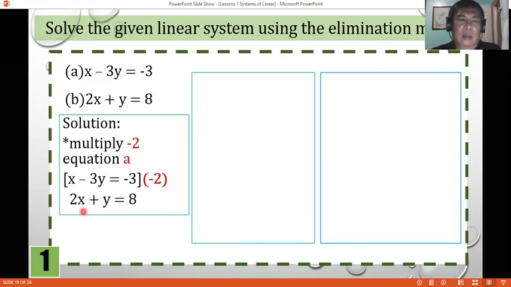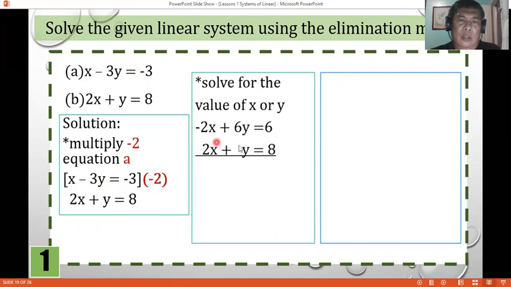So, magiging 2x. Ito pa rin to. Tapos ito mo multiply natin. Ito magiging negative 2x, magiging positive 6y, magiging positive 6. Solve for the value of y. So ito na yung bagong equation natin, as I mentioned. So we will add. Okay? Add kasi isang negative, isang positive. Magiging 0 ito, 7 ito, 14 ito. Okay? So divide both side by 7, magiging y equals to 2.